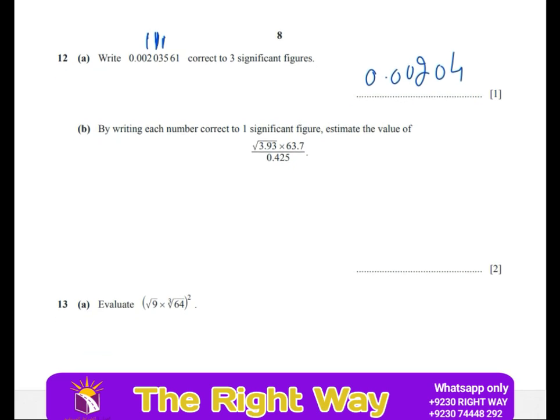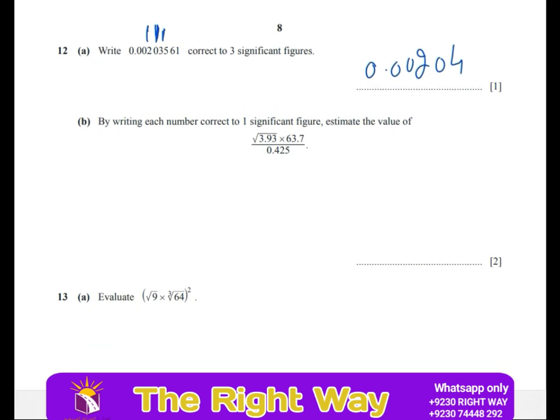Your answer will become 0.00204. By writing each number correct to one significant figure, estimate the value. Under root 3.93 will become under root 4, because 3.93 is closest to 4. 63.7 will become 60, because 63.7 is closer to 60 than to 70. Because we have to write it in one significant figure, we will use 60. And 0.425 will be 0.4.